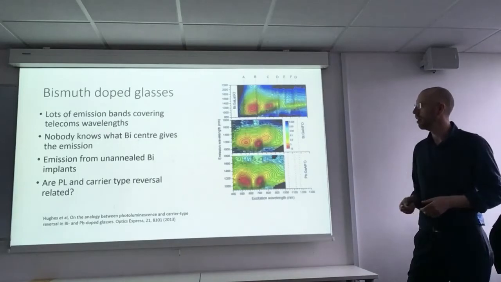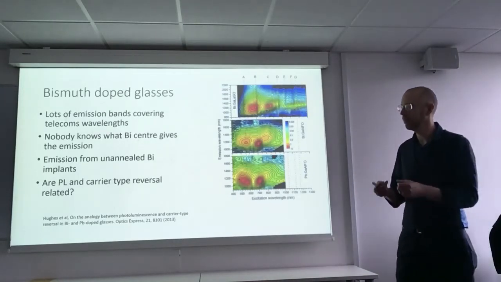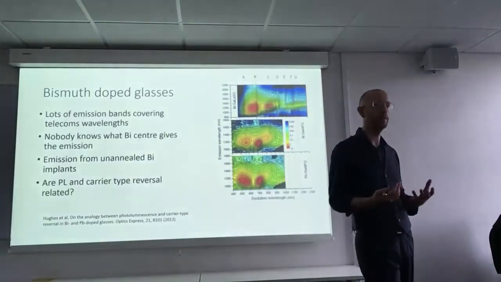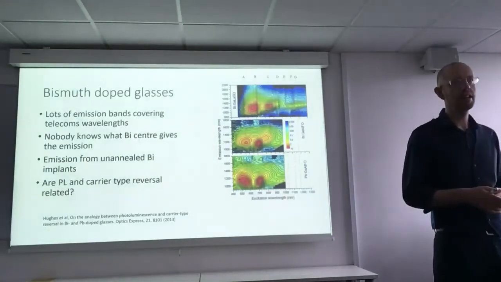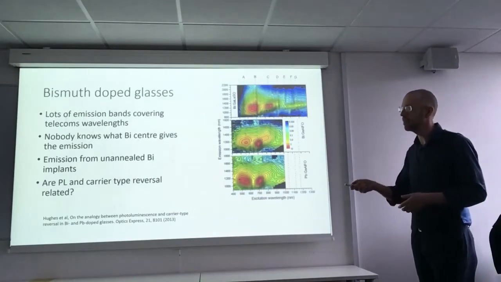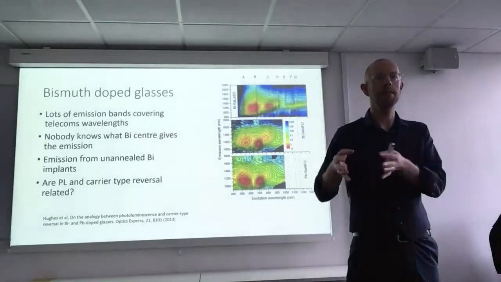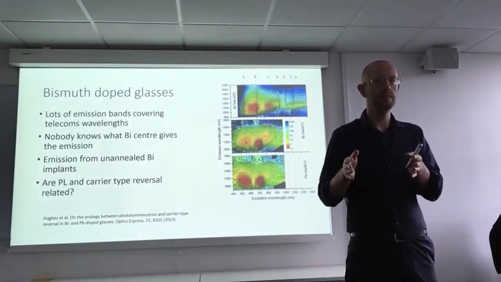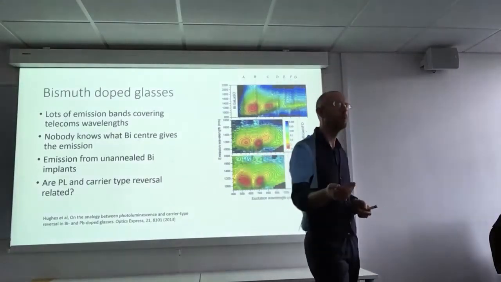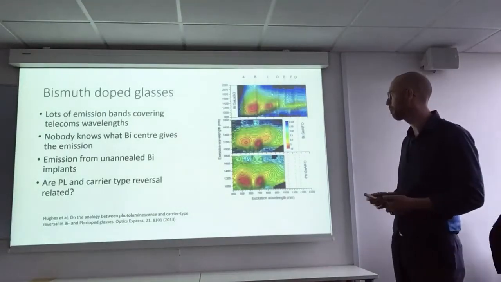And it gives off lots of emission bands, so lots of wavelengths that cover what's known as the telecommunications wavelengths. So these are the wavelengths of light that go down optical fibre. This is really important because it could be a way of amplifying the signals that go down optical fibre, so you could get a lot more data down optical fibre than currently goes down there.